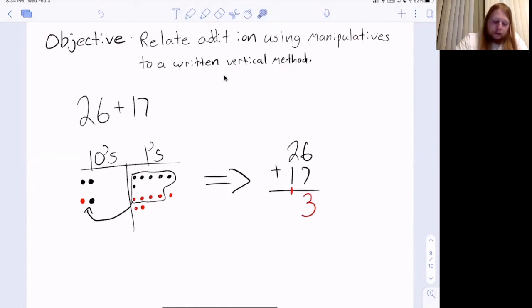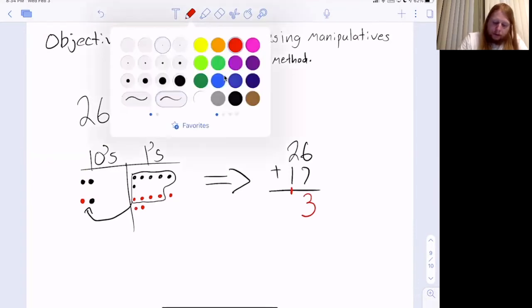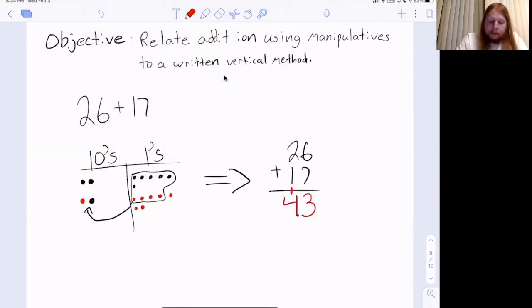Now let's look at the other one. So how many tens do we have? Well, we have 1 ten, 2 tens, 3 tens, and 4 tens. So we have 4 tens. So I'm going to put a 4 right here.